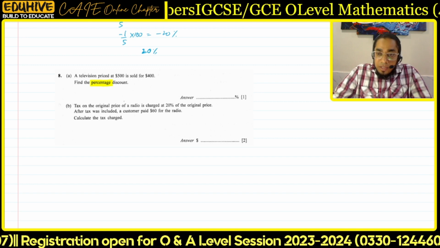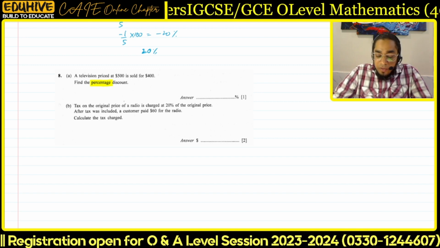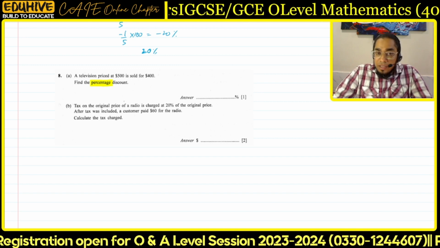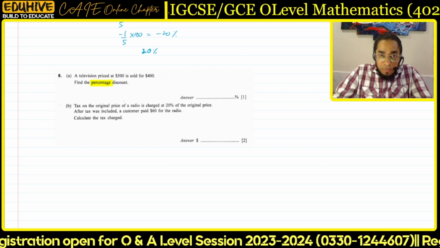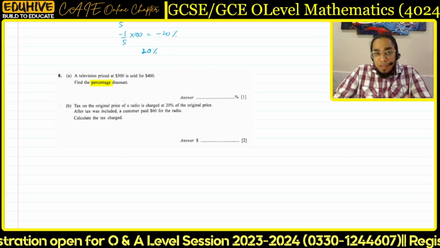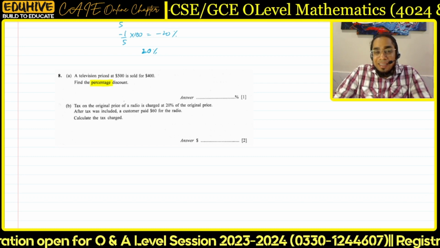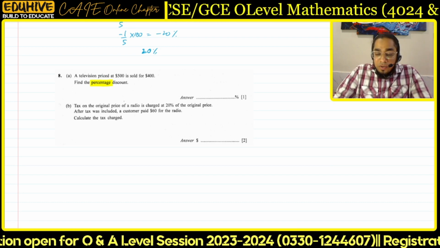Television priced at $500 sold for $400. Do you know about the percentage decrease in the price? Because they have given the discount over there. So it means the discount percentage is unknown. Means the price was reduced. So it means there is a decrease in the percentage. Did you guys get my point?